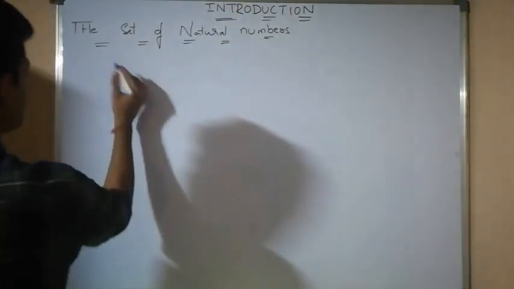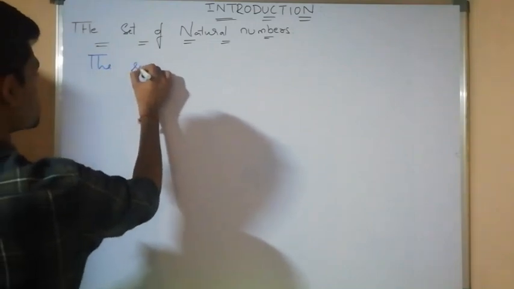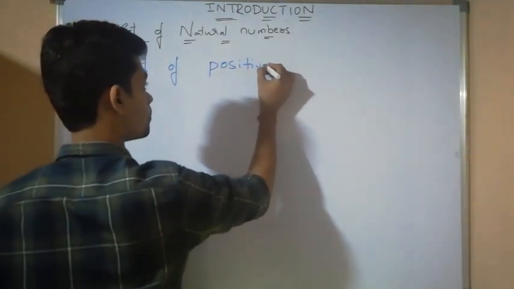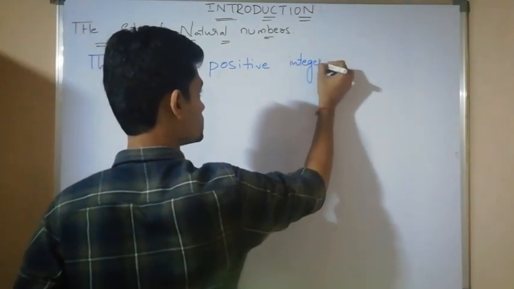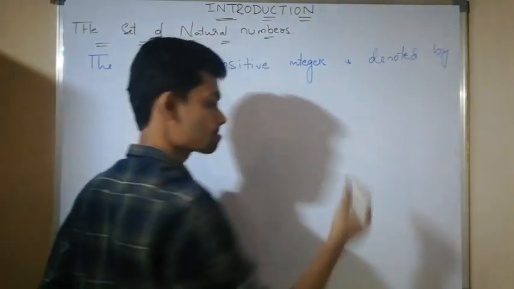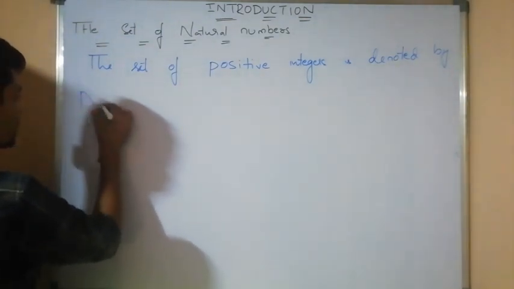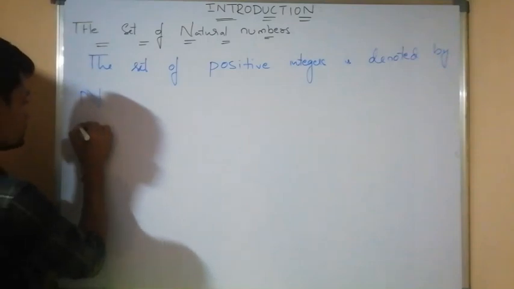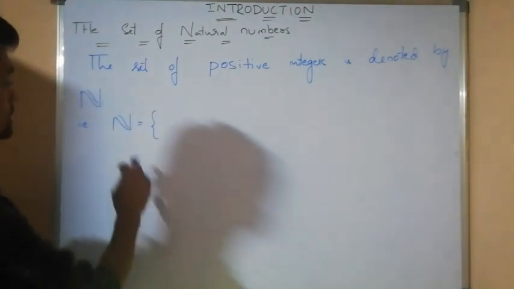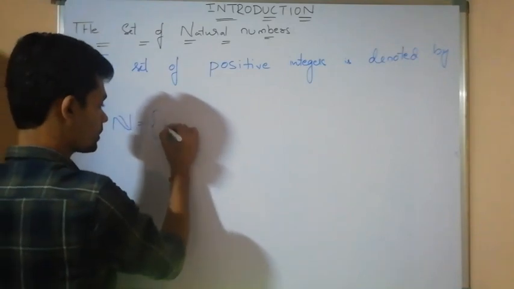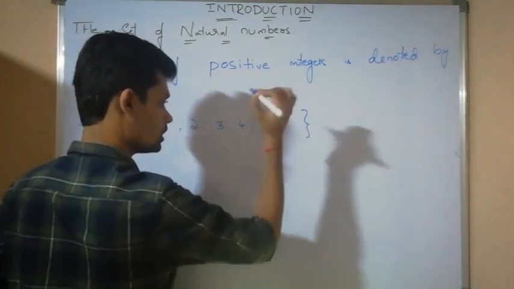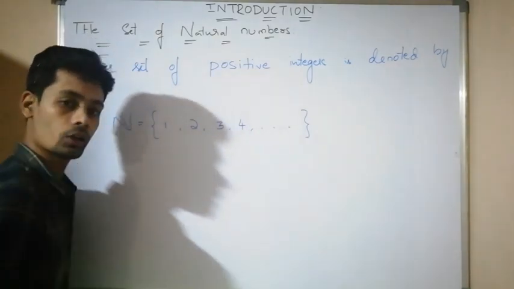Now, the set of positive integers is denoted by N, like this. That is, the set of all positive integers is nothing but the set of natural numbers, which contains the positive integers 1, 2, 3, 4, and so on. The "and so on" is indicated by the three dots.